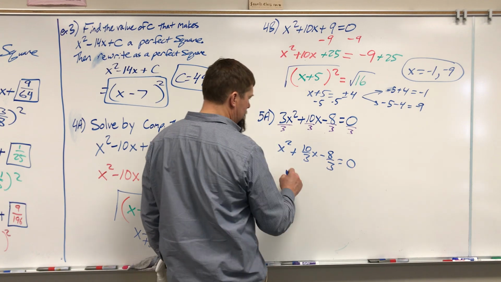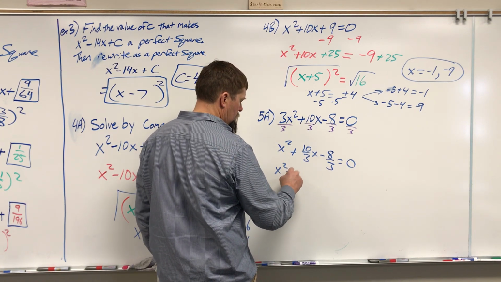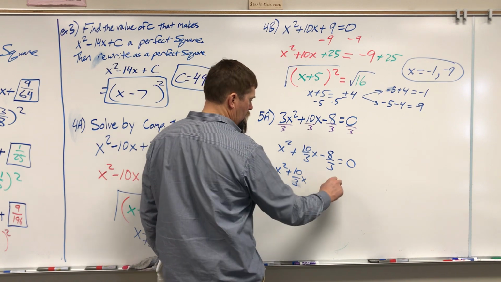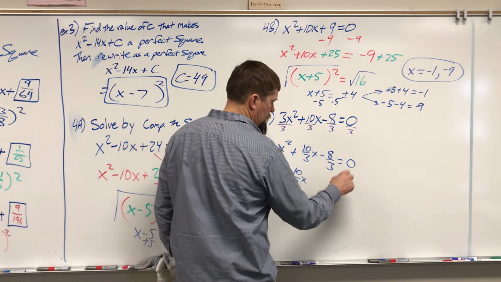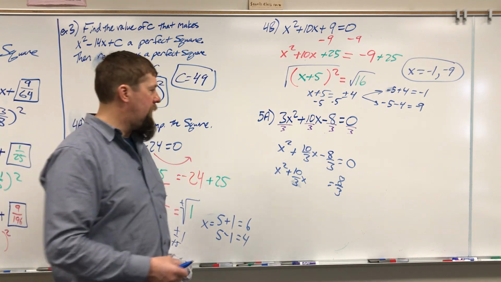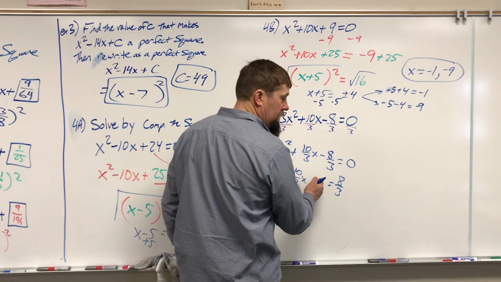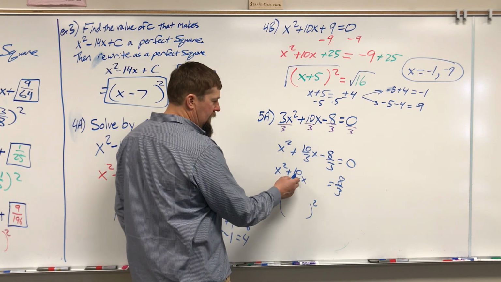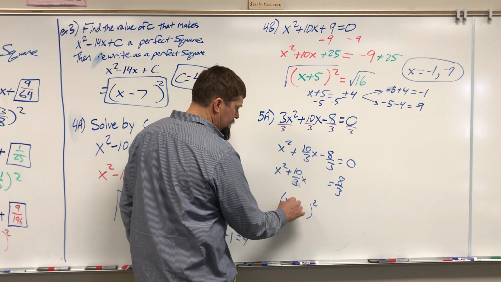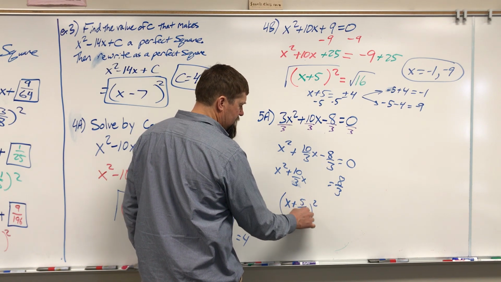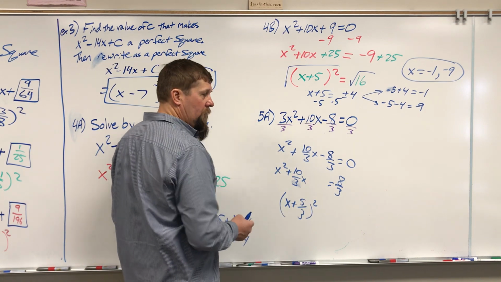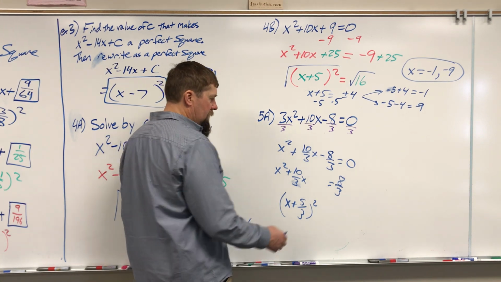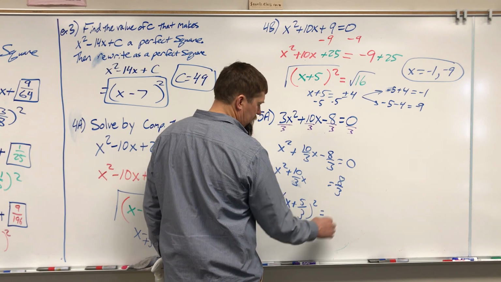So I'm going to add the 8/3 over. Leaving a space for my completing the square. Rewrite this as a perfect square. Half of 10/3, x plus 5/3. Remember, it's either half of the numerator or double the denominator. You're going to get the same as half equals.